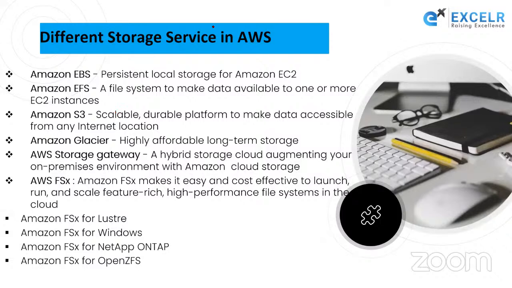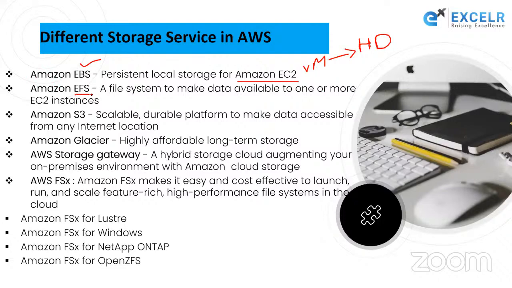Now, the first one is called EBS, Elastic Block Storage. This is the local persistent storage which you attach to your EC2 instance, which is nothing but your virtual machine. This is the hard disk of your machine where you install the OS. We will see that in detail in a subsequent slide.